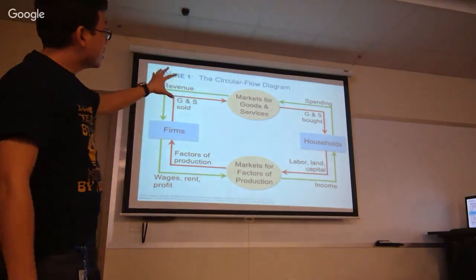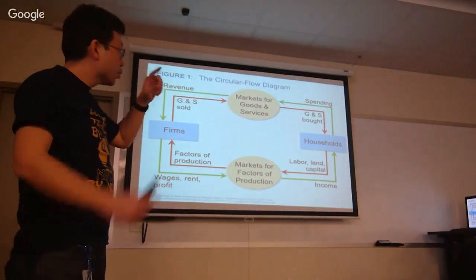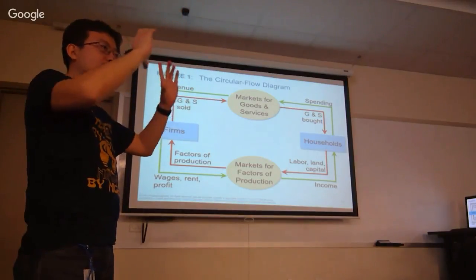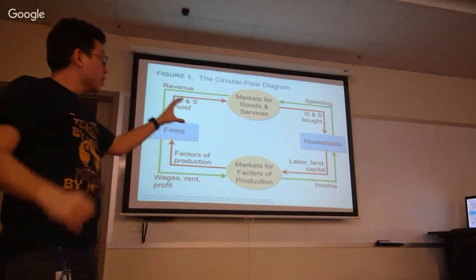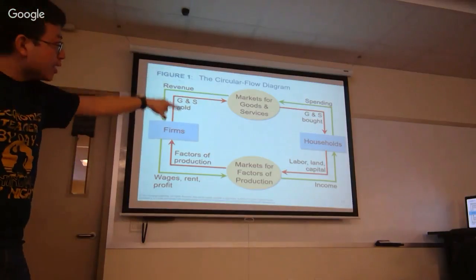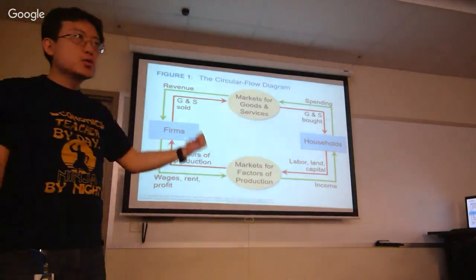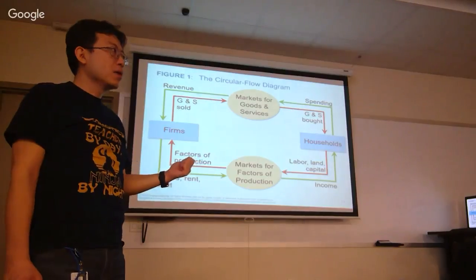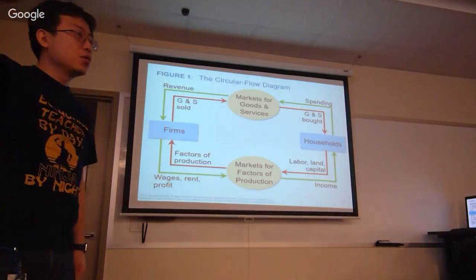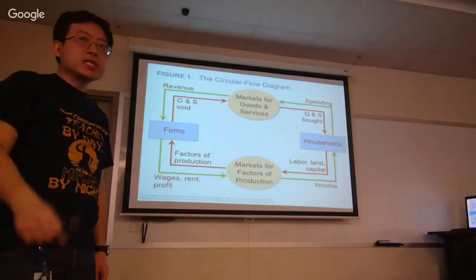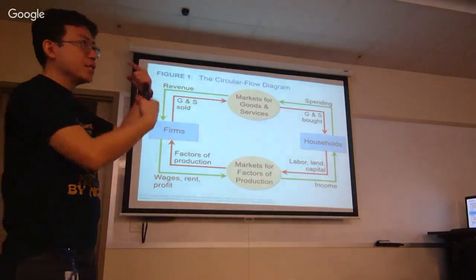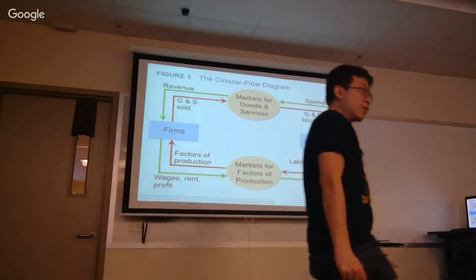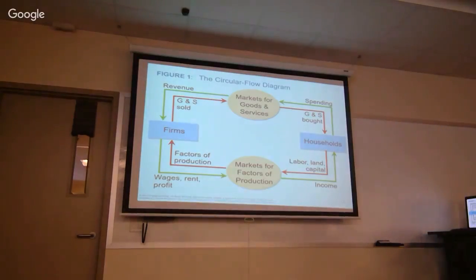One thing you want to notice on this model is that you have two layers, the inside circle and the outside circle. The inside circle, the red arrow, represents how resources flow in the economy. The outer layer, the green circle, represents how money flows in the economy. So they're in opposite directions. The inside circle is how resources flow, the outside circle is how money flows. That makes sense.